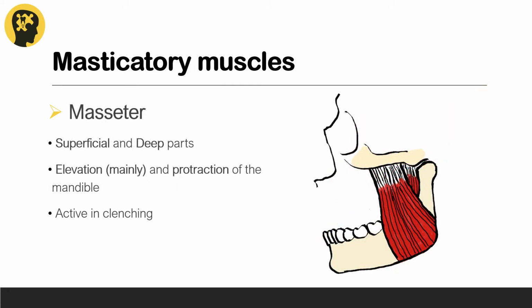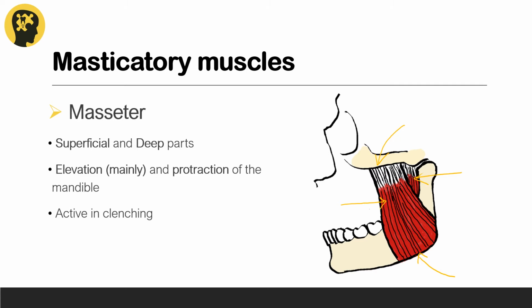The masseter, the name of the muscle itself means to chew. It's a pretty powerful muscle of mastication. Like you can see, it is kind of a rectangular shaped muscle. It has its origin on the zygomatic arch and inserts onto the angle and the ramus of the mandible on its lateral aspect. Now it has a superficial portion and a deep portion.